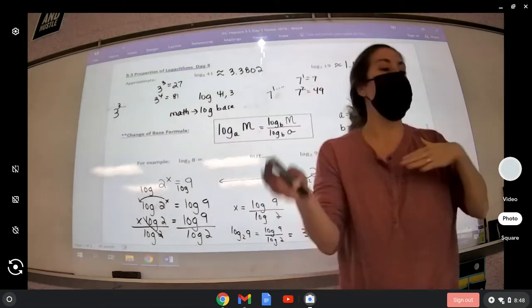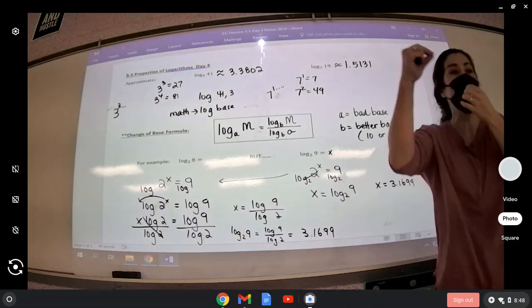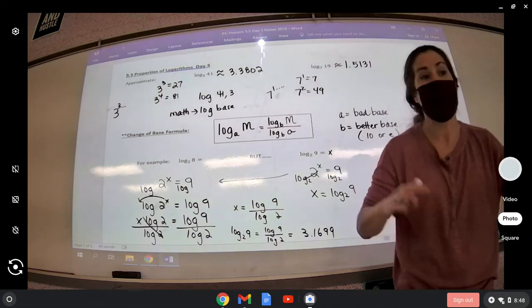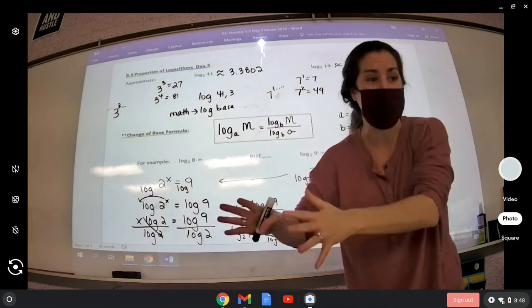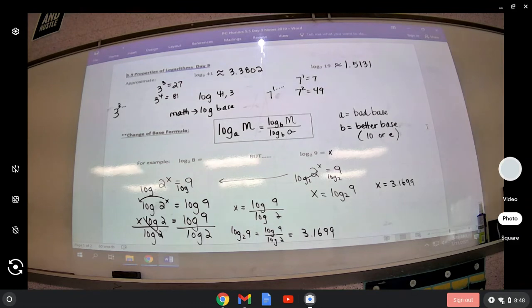And we can use this now. We can use it to manipulate problems. Now I can take any logarithm in any base and I can rewrite it with a different base. All right, let's try some.